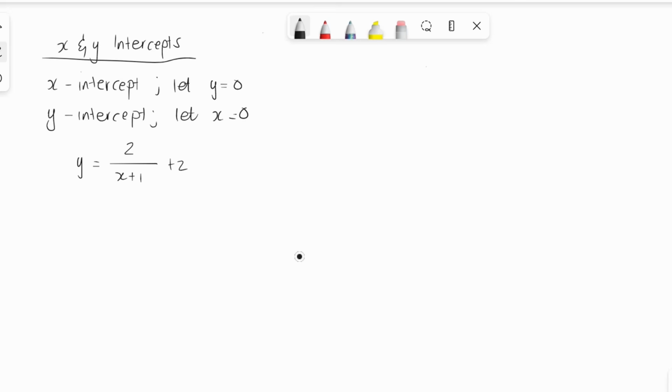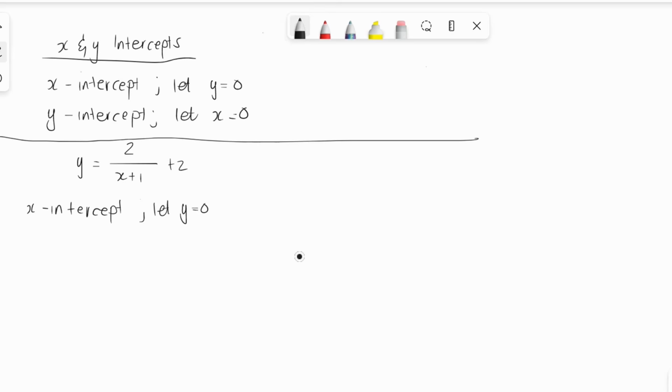So we're looking for the x-intercept. I'm going to say x-intercept, let y equal 0. Taking our equation, where I see y, I'm going to put 0. So 0 is equal to 2 over x plus 1, plus 2. Then I'm going to solve for x. I'm going to take the 2 to the other side, so negative 2 is equal to 2 over x plus 1. This side is the same as negative 2 over 1. So I'm going to cross multiply.